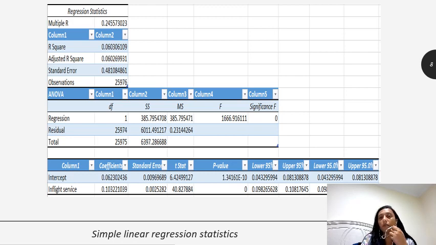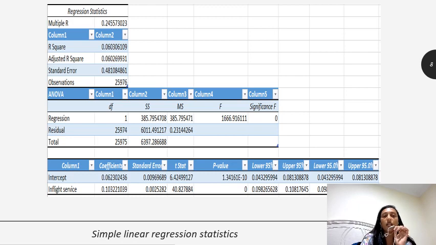Here the value of the multiple R is 0.245, which shows that the strength between these two variables is not strong. R square tells whether the model fits well, and the R square value is 0.06, which is 6%, and it is a bad fit. The adjusted R square adjusts for the number of variables, and the standard error tells the distance between the observed values and the regression line, which is 0.481.